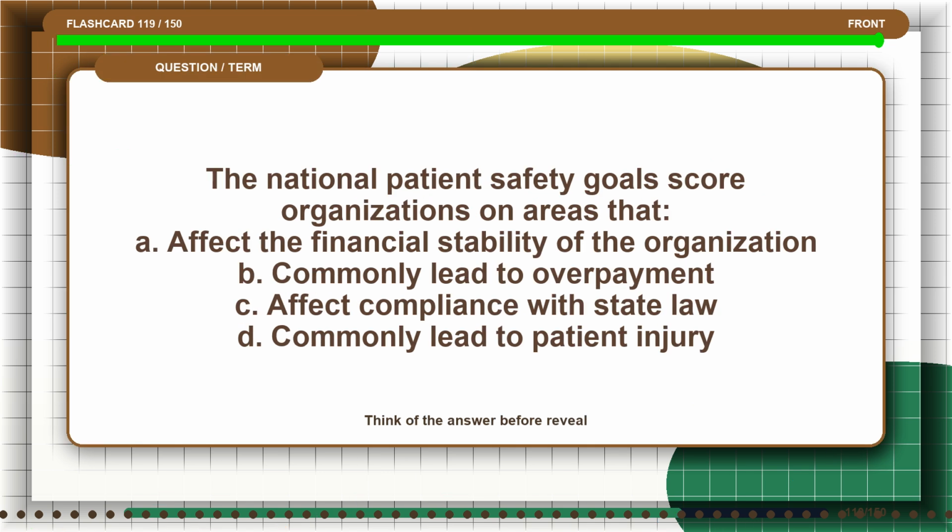Flashcard 119. The National Patient Safety Goals score organizations on areas that A. Affect the financial stability of the organization. B. Commonly lead to overpayment. C. Affect compliance with state law. D. Commonly lead to patient injury. Think of the answer before the reveal.